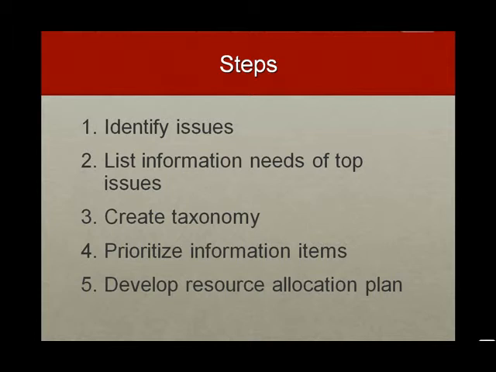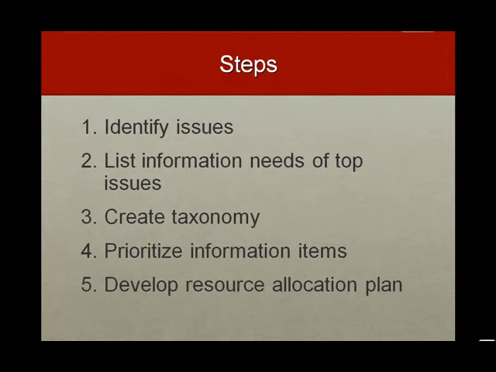Step 1 is to identify the issues. Step 2 is to list the information needs necessary when assessing each issue. Step 3 is to collate the information needs into one list. Step 4 is to prioritize the information items by rating them. The last step is to develop a resource allocation plan based on the averages and ranges of the ratings.